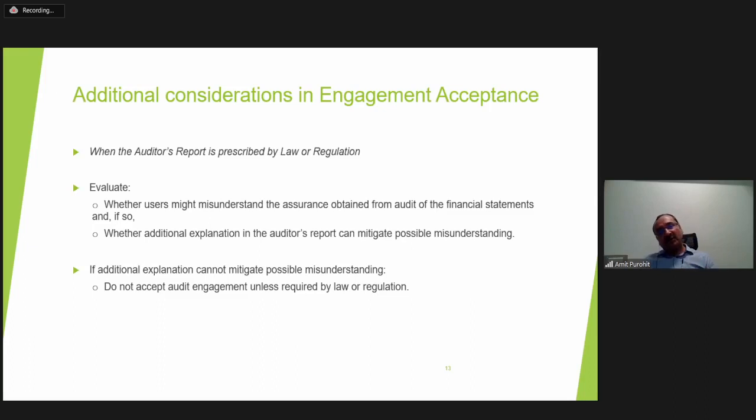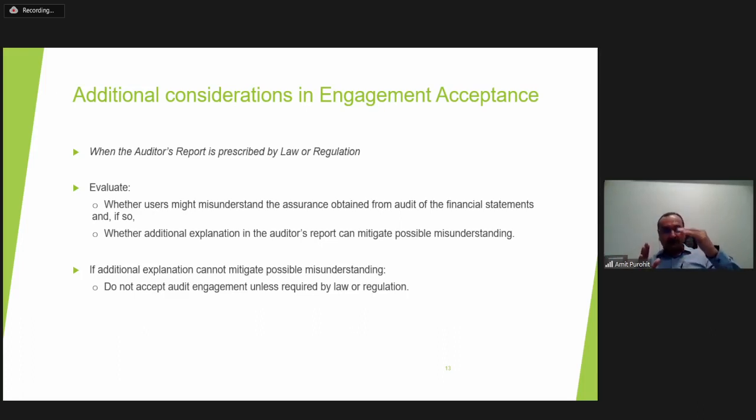And then let us understand what the additional considerations in the engagement acceptance are, which the auditor has to keep in mind. When the audit report is prescribed by law or regulation, then he will have to evaluate whether the users might misunderstand the assurance obtained from the audit of the financial statements, and if so, whether additional explanation in the audit report can mitigate possible misunderstanding. So say, for example, the very immediate example which can come to our mind is Form 3CA, 3CB. If you see the structure of Form 3CA, 3CB, which is the audit opinion on tax audit.